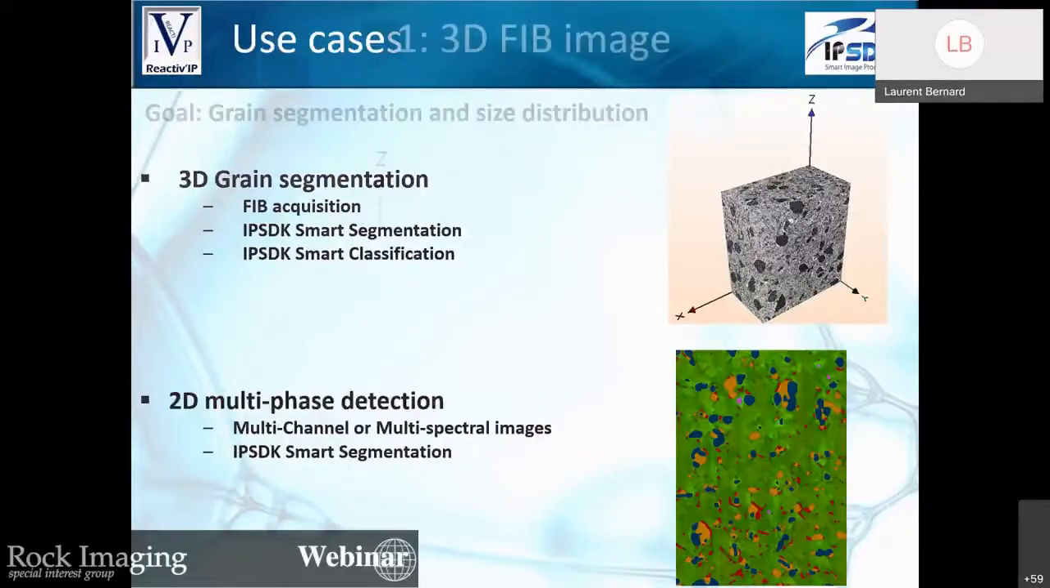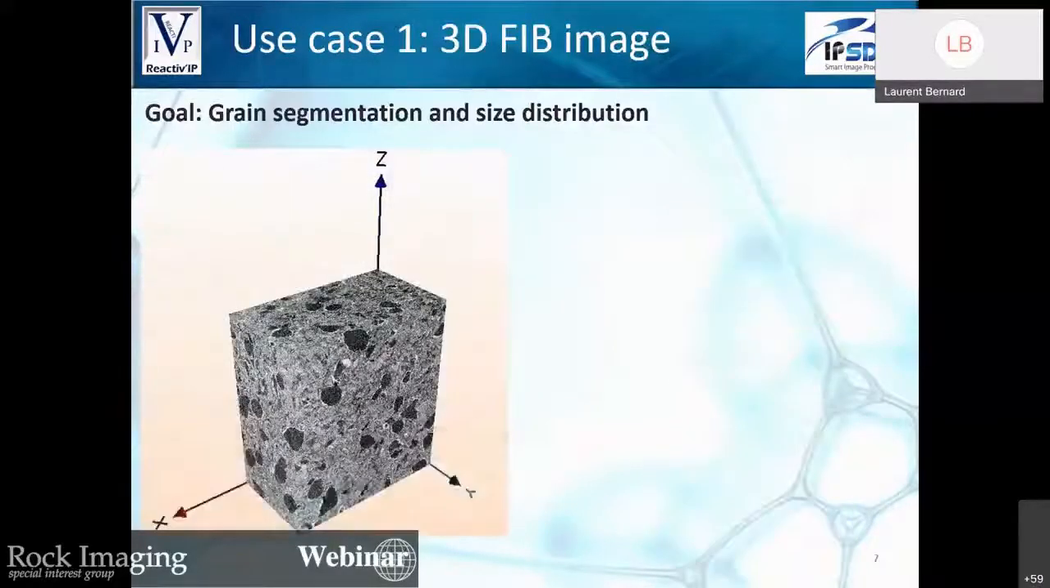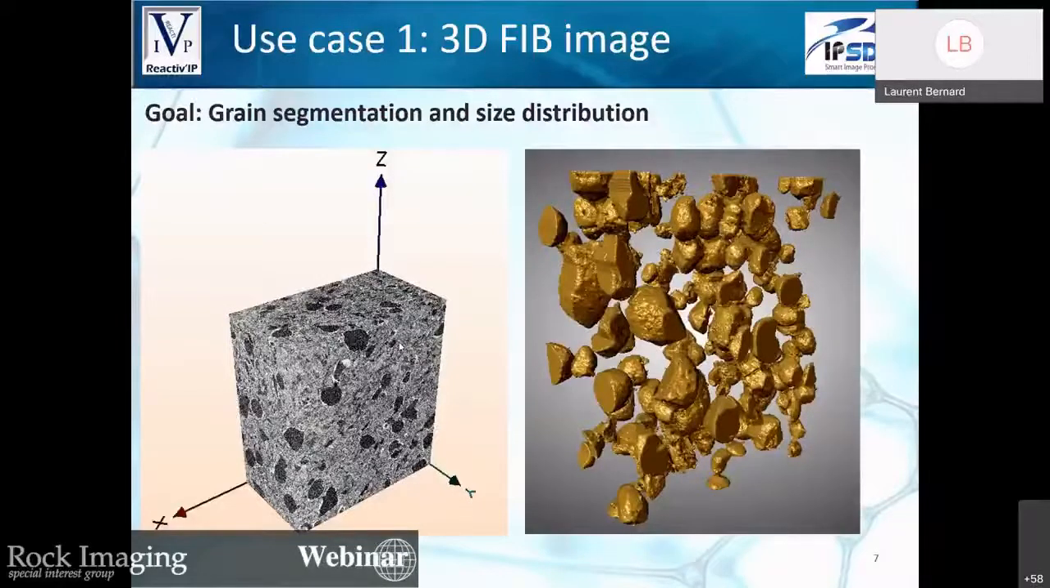So for the first one, you can see a 3D visualization of the dataset. And the customer is looking for a good segmentation of dark grain inside this dataset. And the objective is such images and, of course, measurements like volume, Feret diameter, or other from this object.